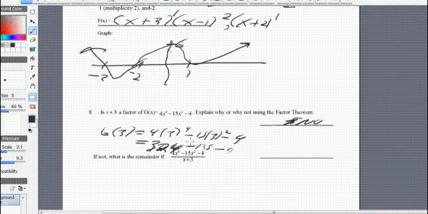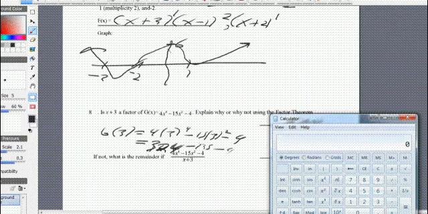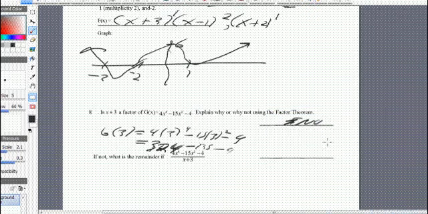So whatever you get when you plug that in, let's see what the calculator says. 324 minus 135 minus 4, I get 185. So the remainder is 185 by the remainder theorem.